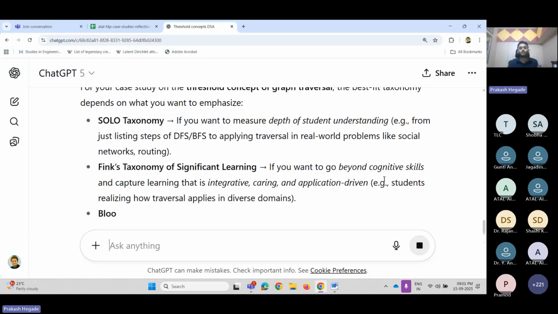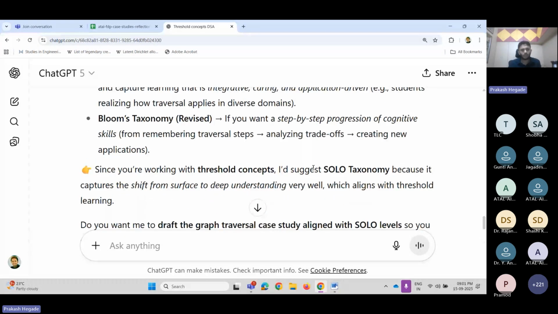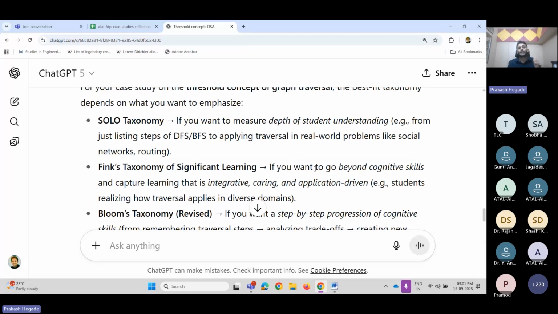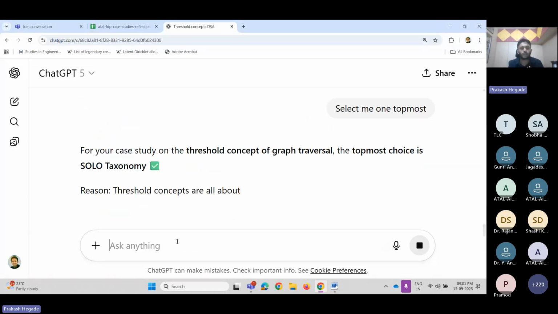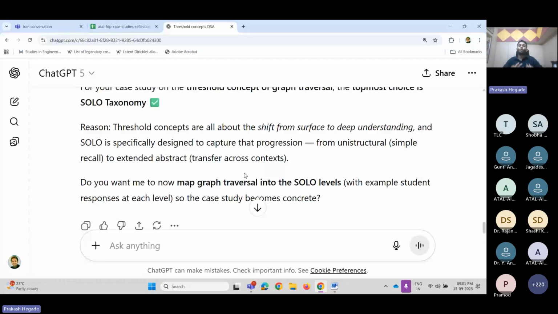Do you see that? It has suggested that the best fit taxonomy depends on what you want to emphasize. It has listed me three: SOLO, Fink and Bloom. But we'll go for the topmost one. We'll just say, select me one top. So it says SOLO for me. Currently it tells me that SOLO is the best taxonomy for me to learn graph traversal.